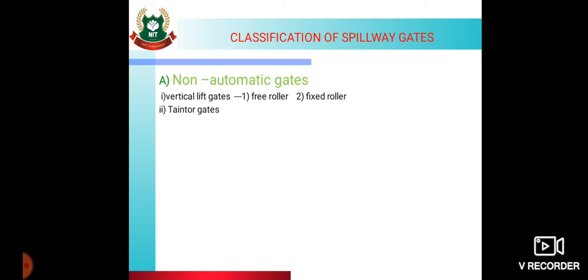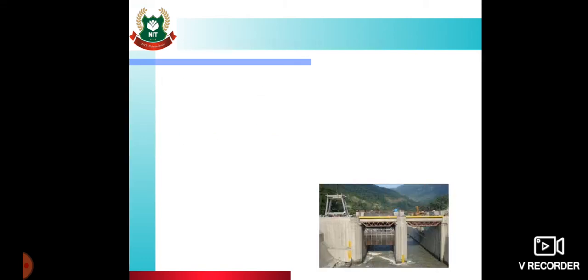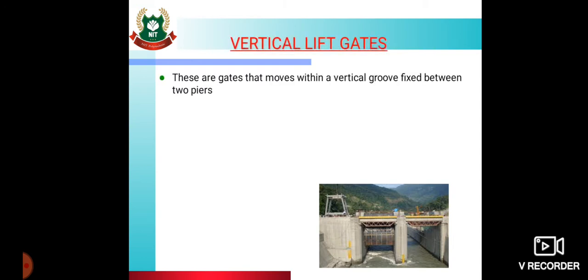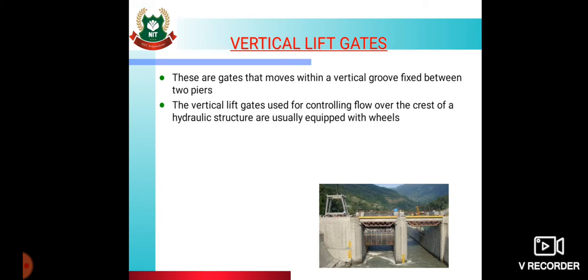Then classification of spillway gates: non-automatic gates, that is vertical lift gate, free roller, fixed roller, then tainter gates. Then automatic gates, Reynolds gates and Visvesvaraya gates. So first one is vertical lift gate. These are the gates that move within a vertical groove fixed between two piers. So vertical lift gates are fixed within two piers.